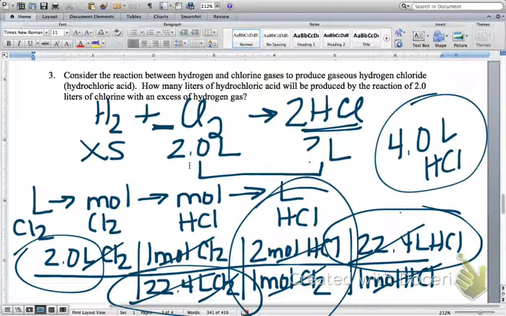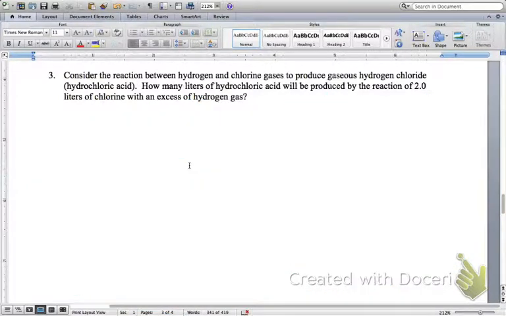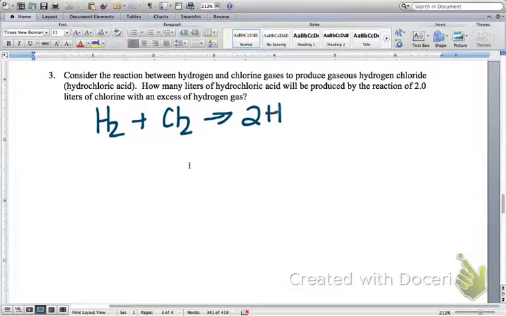Okay? All right. Now, I want to show you guys something. I'm going to erase everything that we just did. I'm going to put our equation back up there. Our equation was H2 plus Cl2. You guys, we're almost done. Hang in there. Hang with me just a little bit longer, please. So H2 plus Cl2 yields 2HCl. And the question was, if we start with 2.0 liters of chlorine, how many liters of HCl?